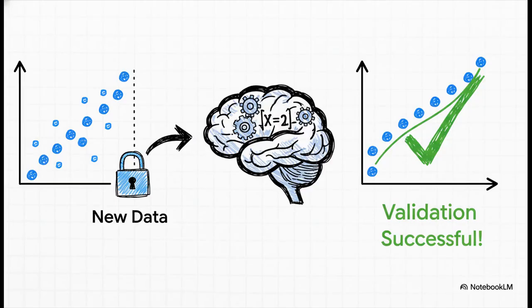But wait, how do we know the model's any good? How do we know we didn't just get lucky? Well, that brings us to the most crucial step of all, validation. This is the final exam. We take some data we held back, data the model has never, ever seen before, and we say, okay, smarty pants, predict what happens here. If it gets it right, we've got a winner. If not, it's back to the drawing board.